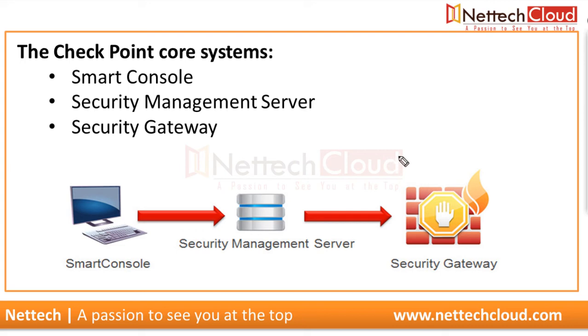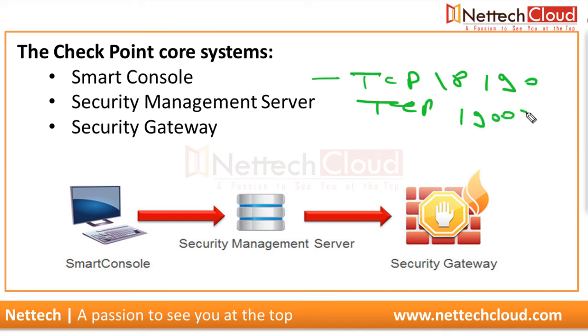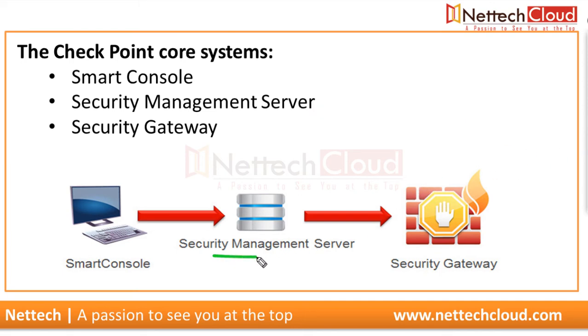But what about if the GUI client is at a remote location and there is another firewall, a different vendor firewall? Then definitely we need to enable or allow both communication ports, TCP 18190 and TCP 19009. Both ports need to be allowed then. But if there is a Check Point firewall, a Check Point security gateway, then there is no need to, right?